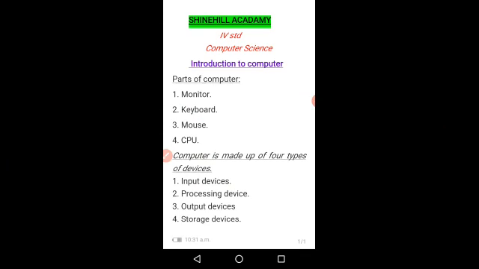What is computer? Computer is a machine. Computer has 4 parts. Parts of computer: monitor, keyboard, mouse and CPU. Now come to the lesson topic, Introduction to Computer.